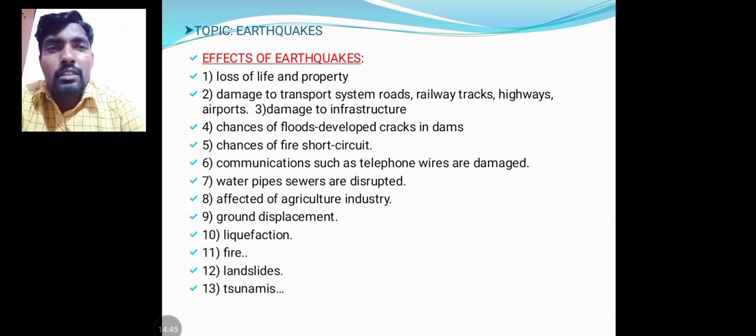Then fires and short circuits: maybe in a thermal power plant short circuits will happen. Communication will be a problem; we face communication problems. Water pipelines are also seriously damaged. Agriculture and agricultural land formation are also affected. Ground displacement happens. Liquefaction will happen. Fires will happen. Landslides will happen. Tsunamis will happen. Why? Because when an earthquake happens at the bottom of the ocean. That earthquake does not directly cause the tsunami, right?